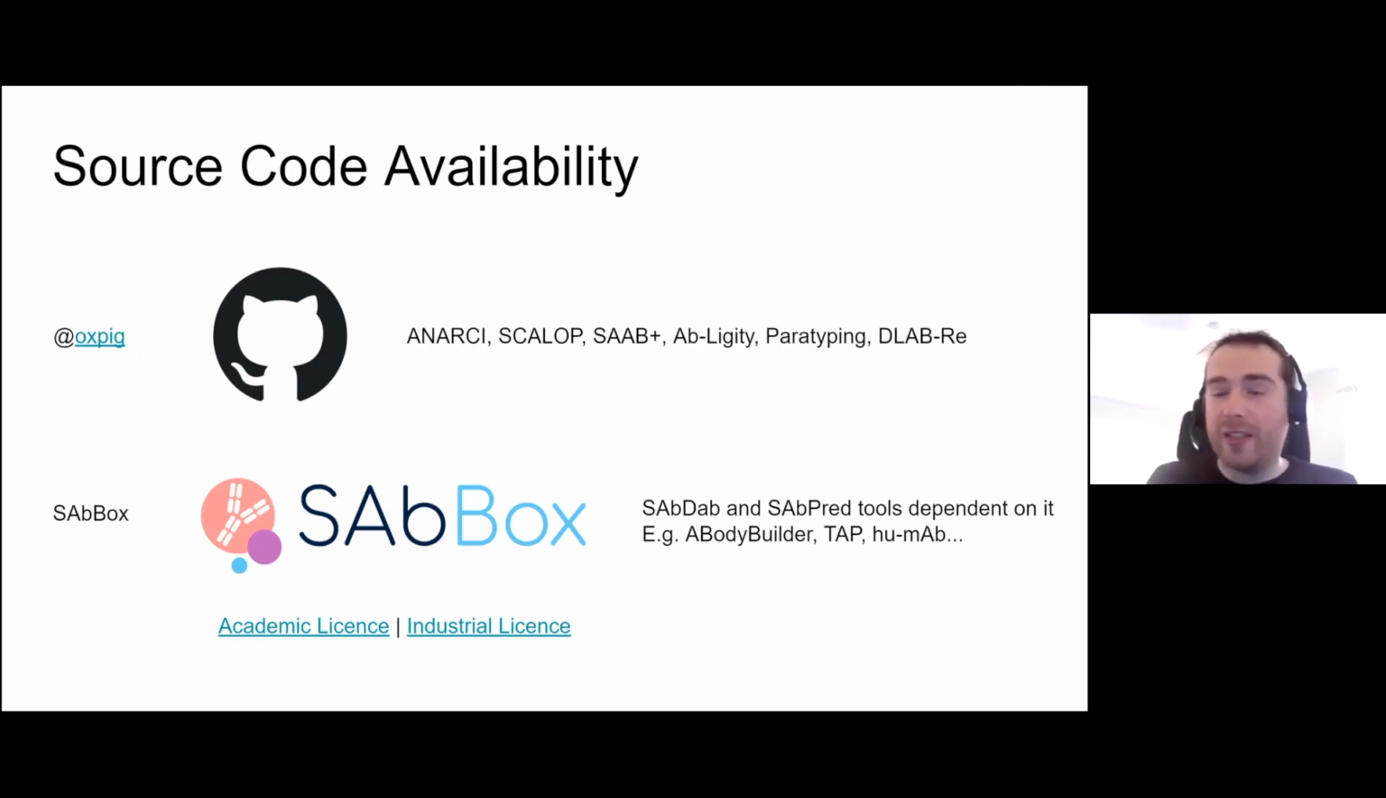But just to highlight the availability of the software and source code, many of our tools are available on our GitHub page at OXPIG. However, a large number of the tools, in particular ABodyBuilder, HUMAB, TAP, the other components of the SAbPred platform, as well as the SAbDab database, have a complex interdependency with each other. As Matt stressed, ABodyBuilder is very much a modeling pipeline. We don't distribute these tools individually because you really need the entire setup in order to use any of them effectively. So instead, what we distribute is a virtual machine, which contains the entire SAbDab database and SAbPred platform pre-configured and ready to use.